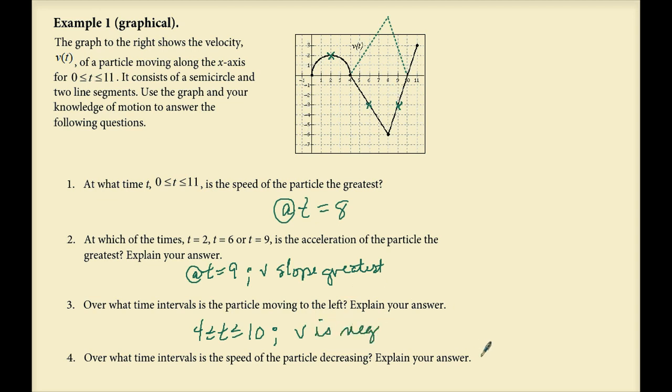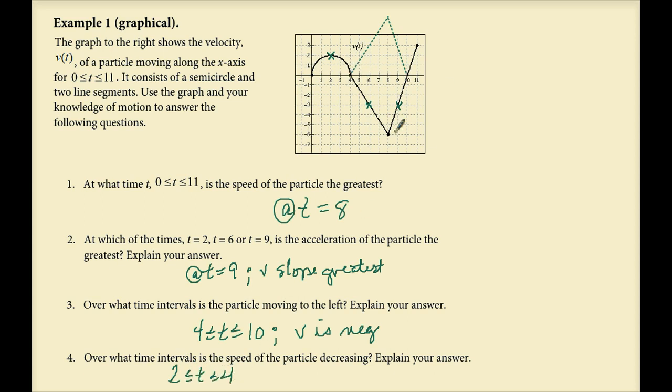Over what time intervals is the speed of the particle decreasing? Explain your answer. Well, we learned that speed is decreasing when the signs of velocity and acceleration are opposite. So we're looking for areas where velocity is positive and acceleration negative, or velocity negative and acceleration positive. On this interval, we have velocity and acceleration both positive, so speed is increasing here. But from 2 to 4, we have velocity positive and acceleration negative. So that's a place where speed will be decreasing between 2 and 4.